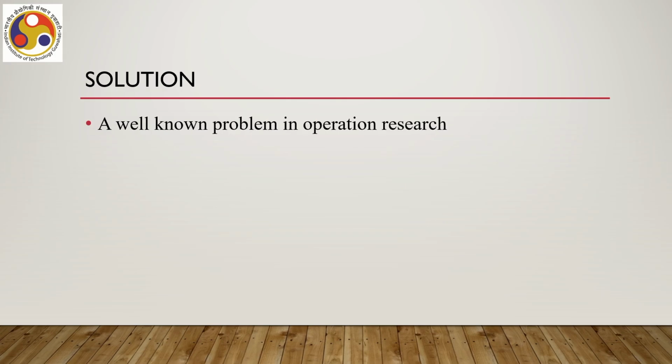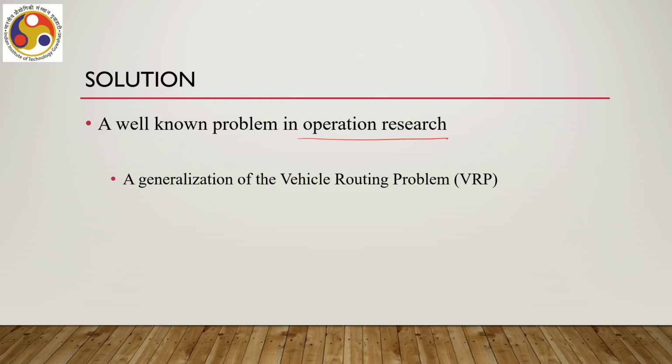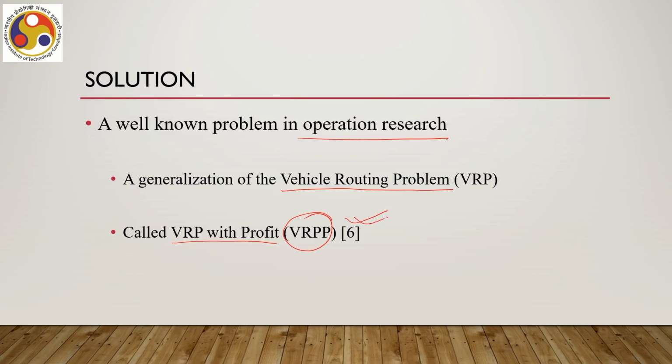Now, how to solve this? This is a well known problem in operation research. It is called a generalization of a well known problem, that is the vehicle routing problem, or VRP. This is called VRP with profit, or VRPP. For more details on this problem, you can refer to the material cited at the end of this lecture.